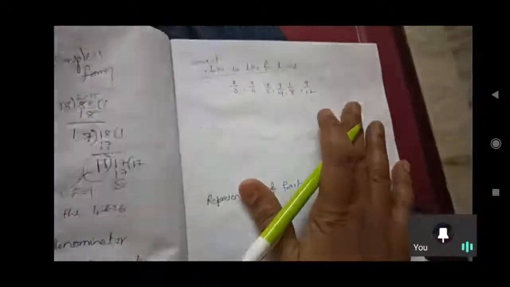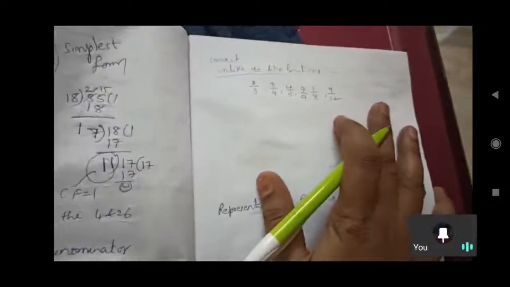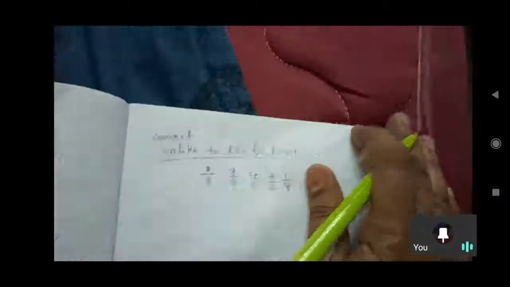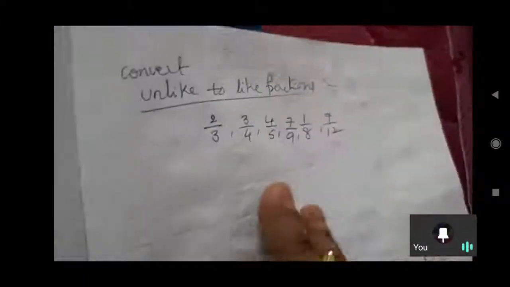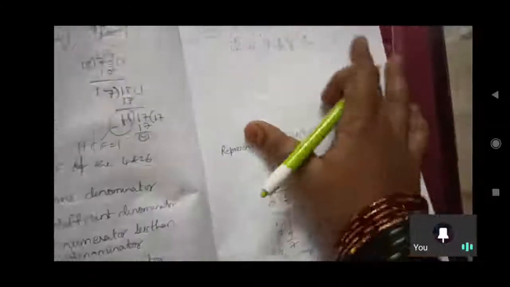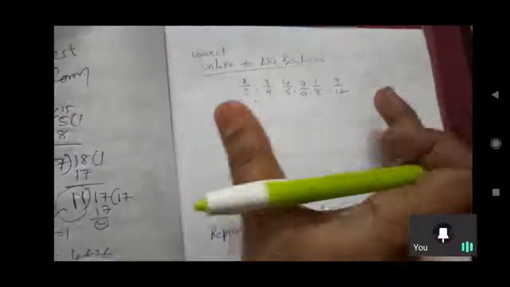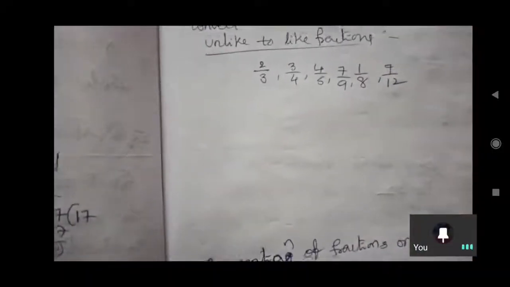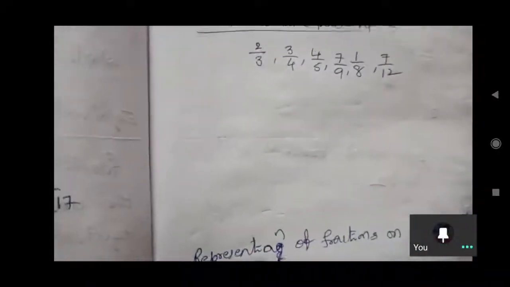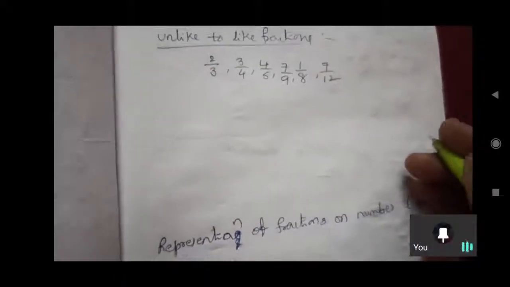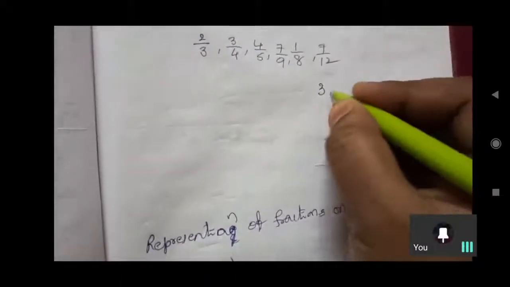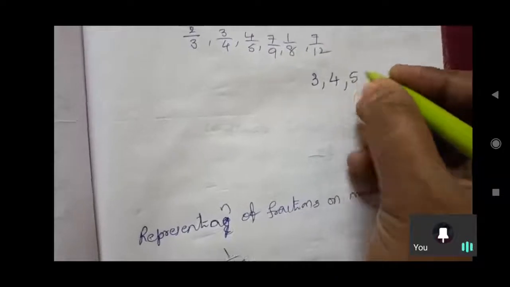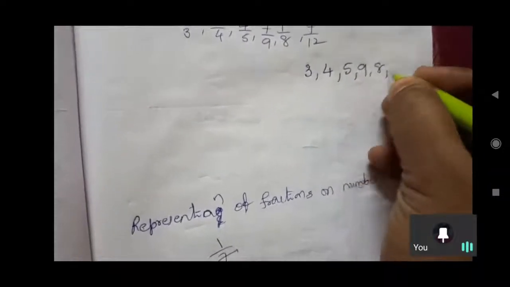If we want to convert unlike fractions to like fractions, this is the one method, Nana. If we want to convert a set of unlike fractions to like fractions, first what do we need to do? LCM. Do you know about LCM? All the denominators you should take like this for finding the LCM of these.